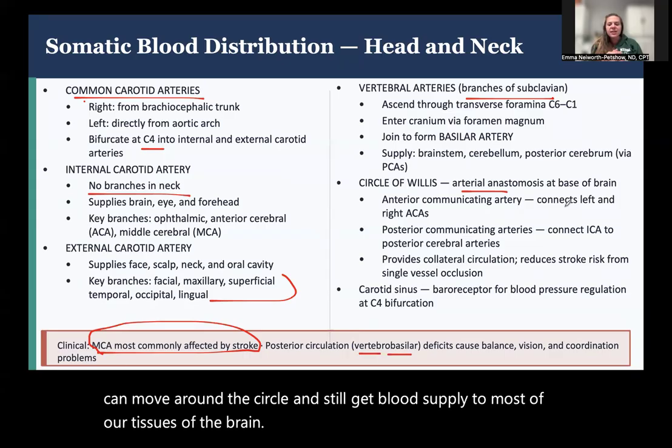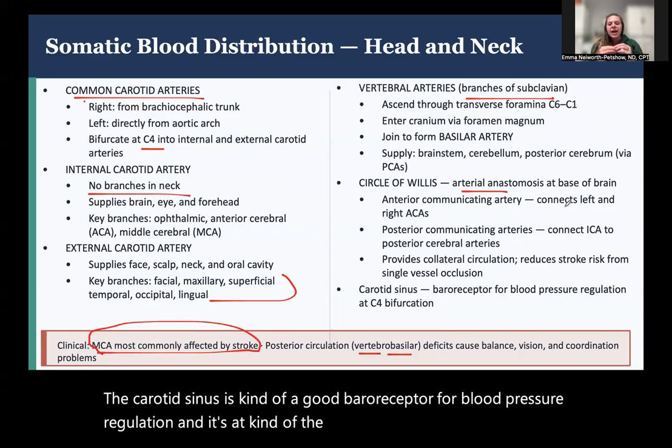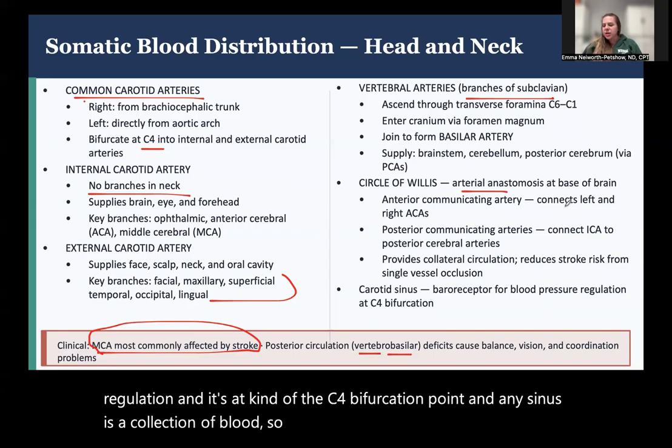The carotid sinus is kind of a good baroreceptor for blood pressure regulation, and it's at kind of the C4 bifurcation point. And any sinus is a collection of blood. So just think of sinus as a collection of blood.